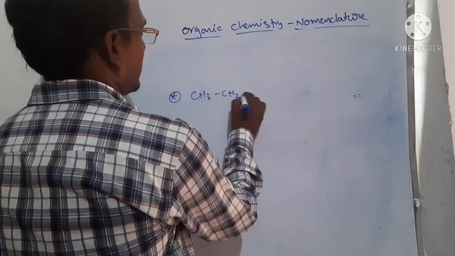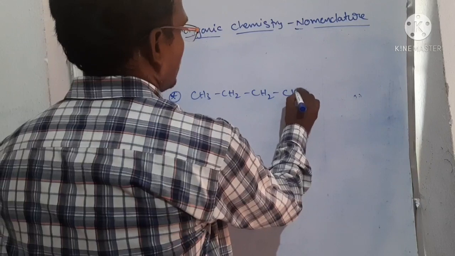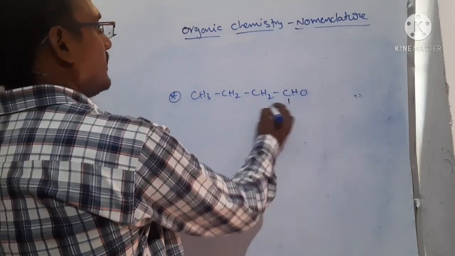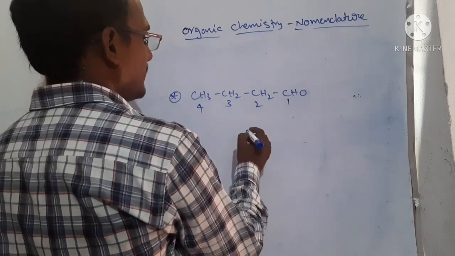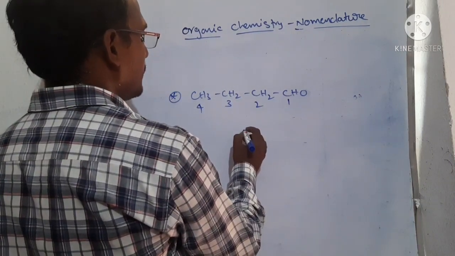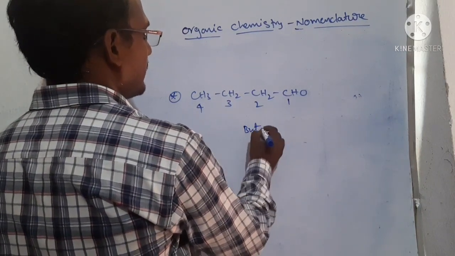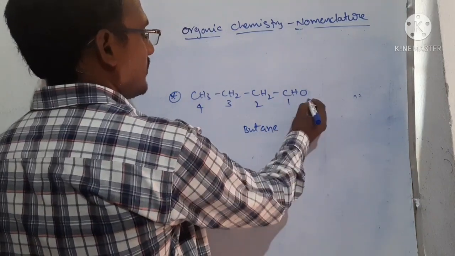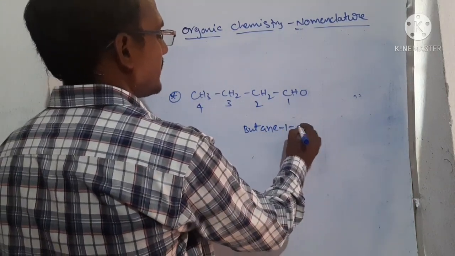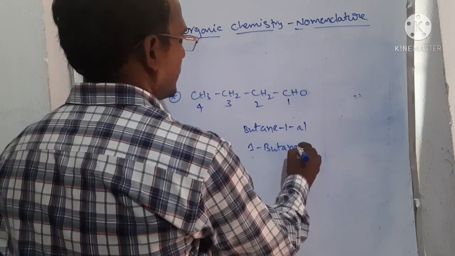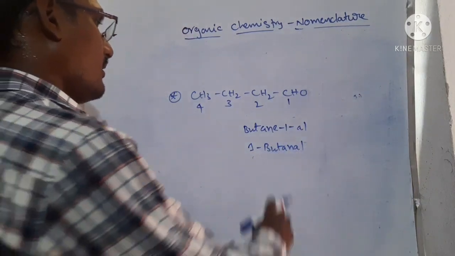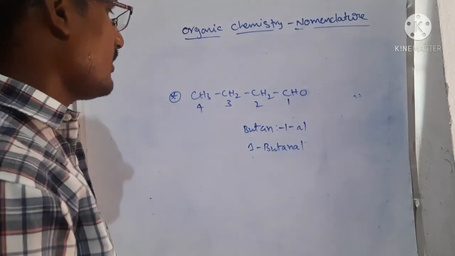CH3, CH2, CH2, CHO, 1, 2, 3, 4. So it is 4 carbon atoms. Hence we can write it as meth, eth, prop, but. All are single bonds, ane. First position, the aldehyde group is there. That means 1-al. It is also called butanal.